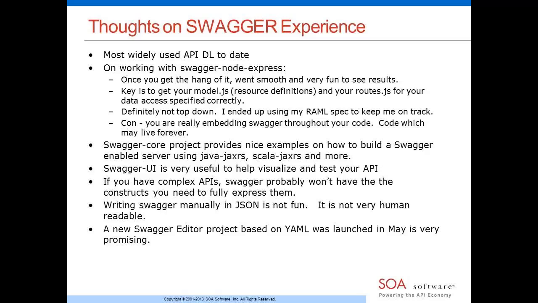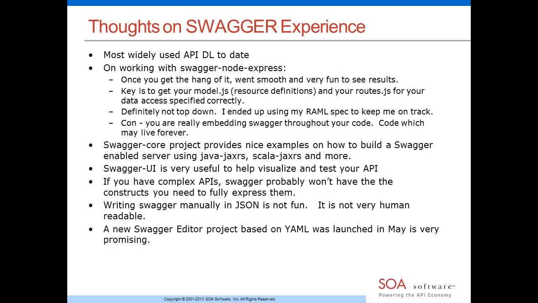Working with Swagger Node Express, once you get the hang of it, it went smooth, very fun to see the results. The key, again, is to really model your resources and definitions, and the routes that you want to take, and then everything else falls into place. Definitely not a top-down approach. I ended up using my RAML specification to keep me on track on what I was doing with my Swagger implementation, but that could be just the enterprise person in me, where I need a blueprint, a design, something to keep my thoughts in order and change and iterate.